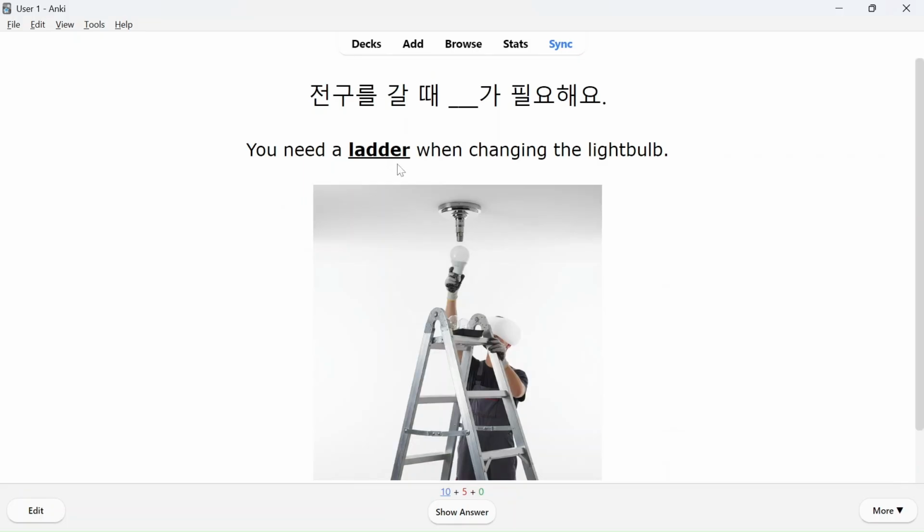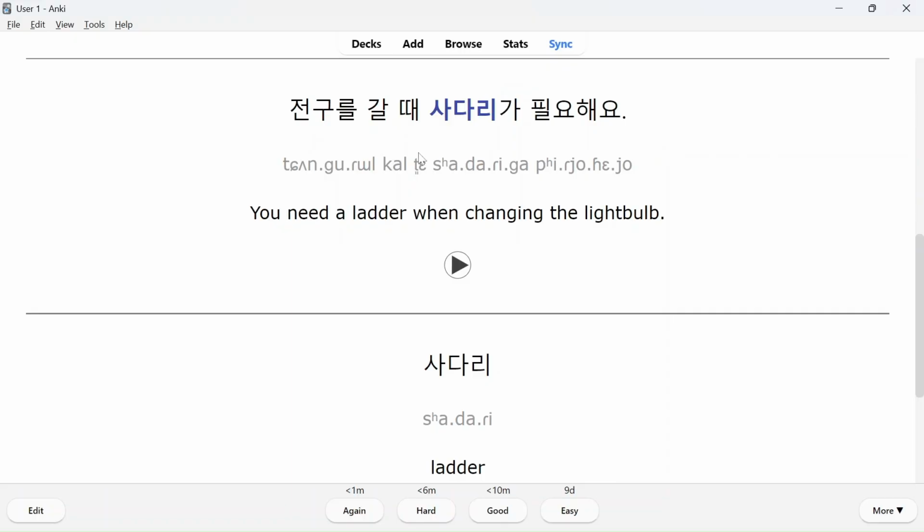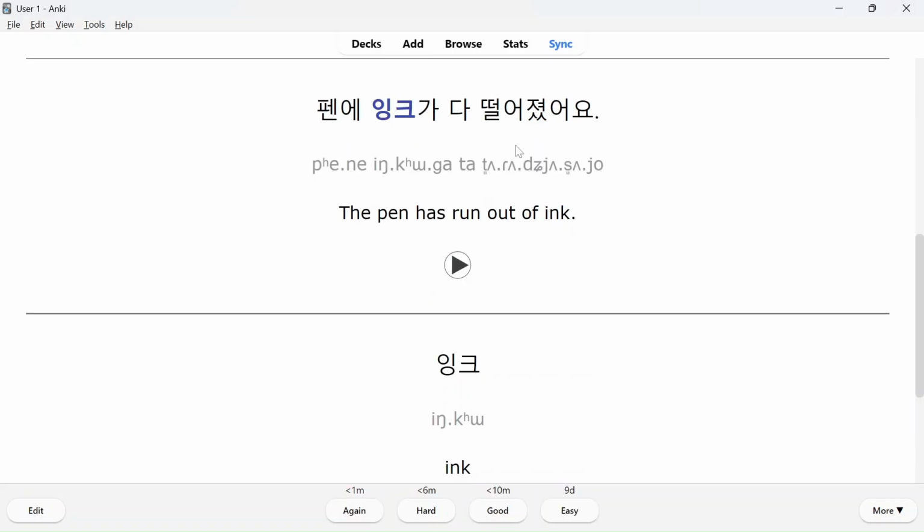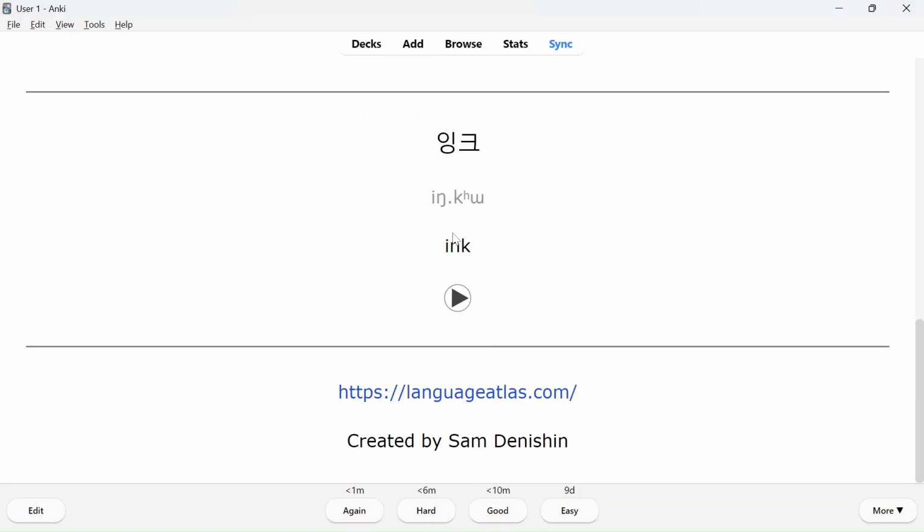You need a ladder when changing the light bulb. How do you say ladder? 전구를 갈 때 사다리가 필요해요. 사다리. The pen has run out of ink. How do you say ink in Korean? 펜에 잉크가 다 떨어졌어요. 잉크.